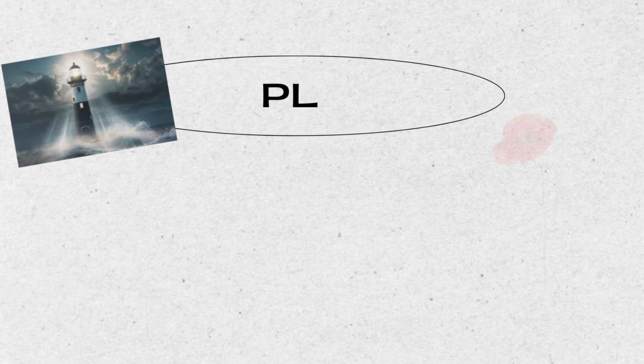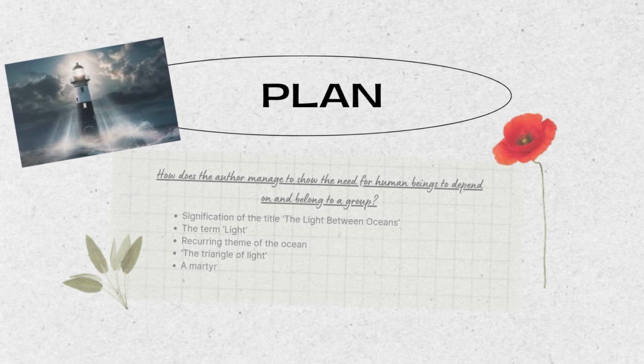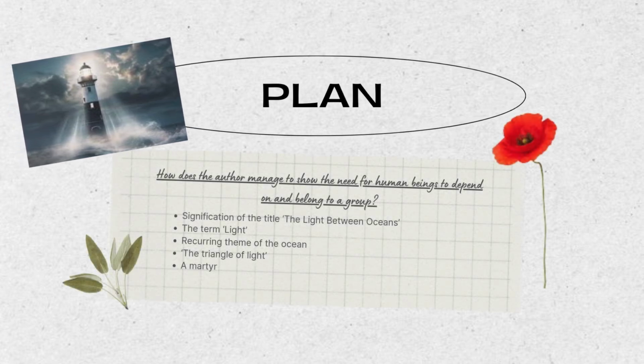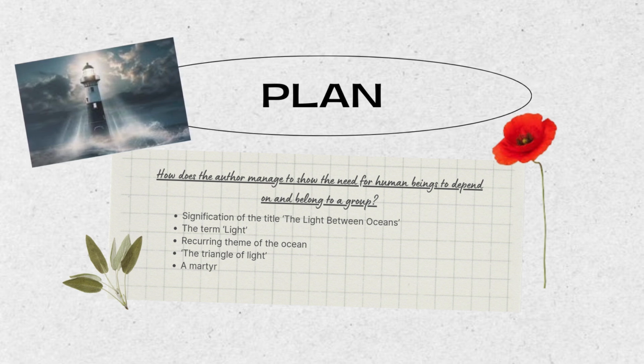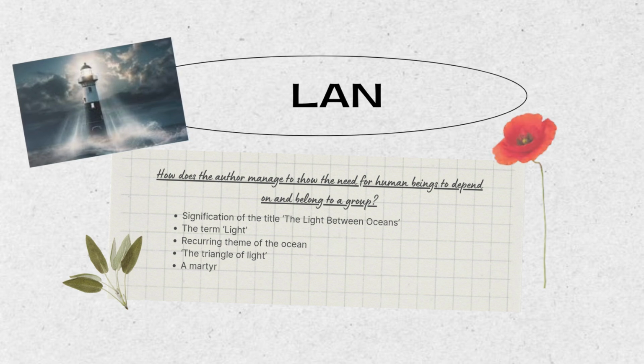This is the question we will try to solve throughout this presentation, by first of all analyzing the title, The Light Between Oceans, objectively. Then analyzing the term of the light before the recurring theme of the ocean. Finally, an aspect of a triangle of light and one about a matter will be seen.